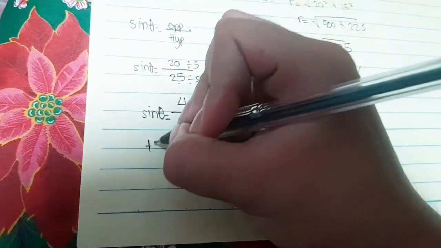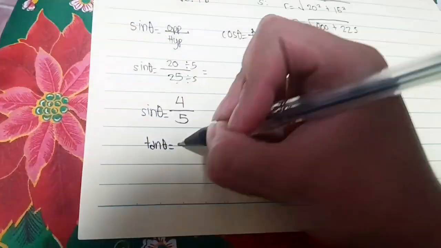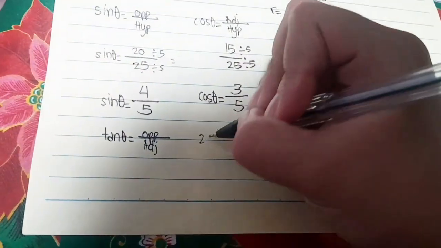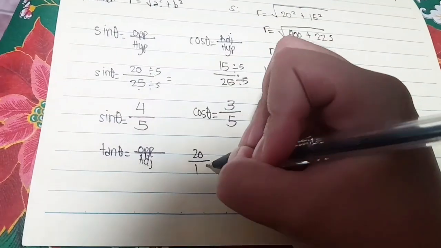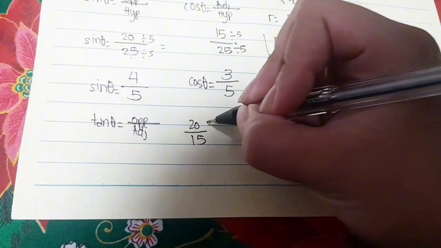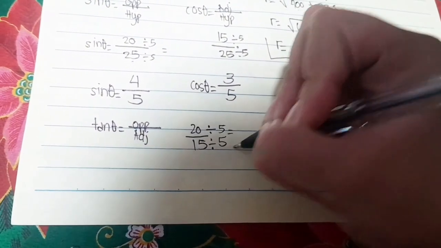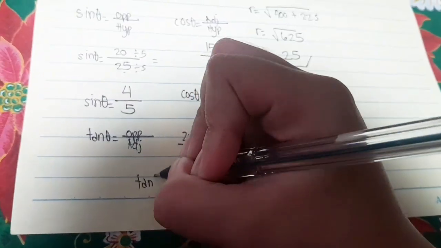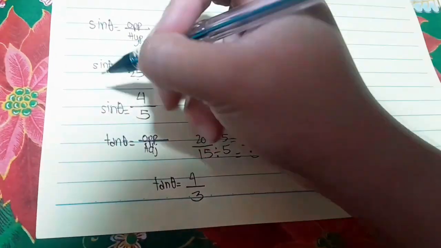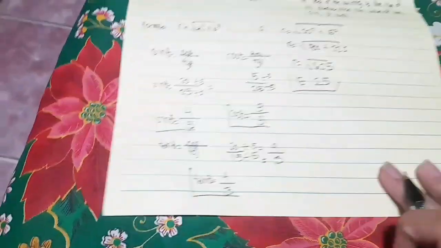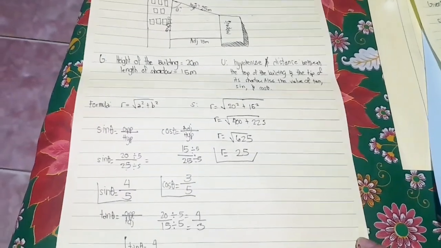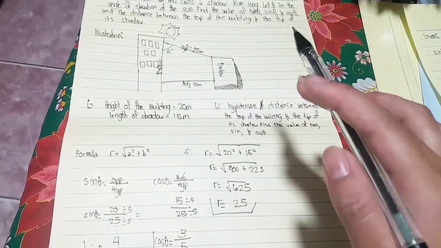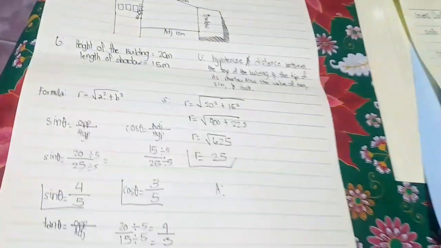Ngayon, ang hahanapin naman natin is si tan. Tan theta is opposite over adjacent. So, ang value ng opposite natin is 20 meters and yung value ng adjacent natin is 15. So, 20 over 15 nakuha natin. Pwede ulit natin ito i-lowest term or i-divide both by 5. So, 20 divided by 5 is 4, then 15 divided by 5 is 3. So, ang value ng tan natin ngayon ay 4 over 3. So, ito yung mga value natin. Ngayon, nahanap na natin lahat nung hinahanap sa word problem, which is yung hypotenuse and yung mga value ng tan, sine, and cos. So, now, doon na tayo sa answer or conclusion.